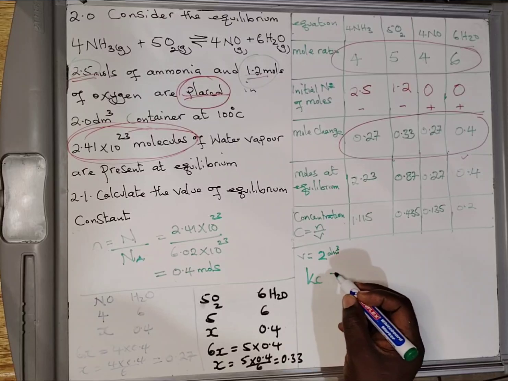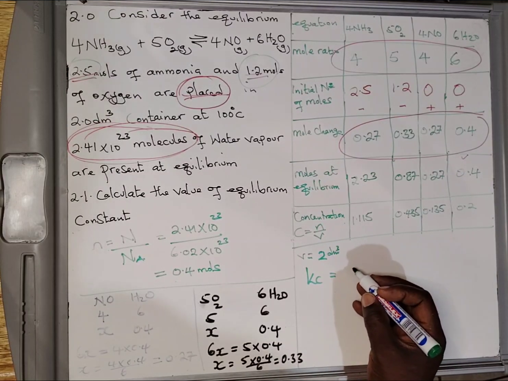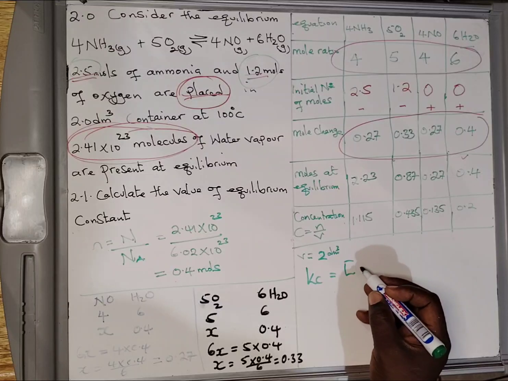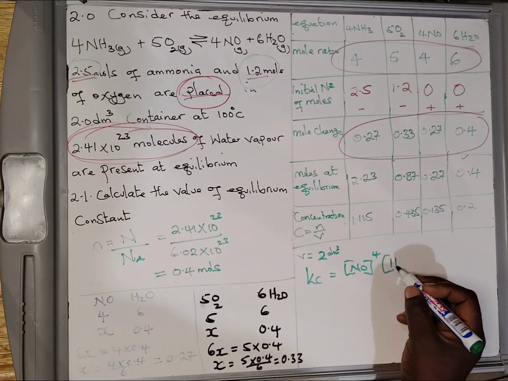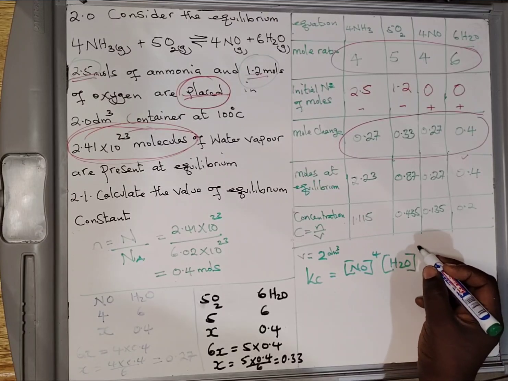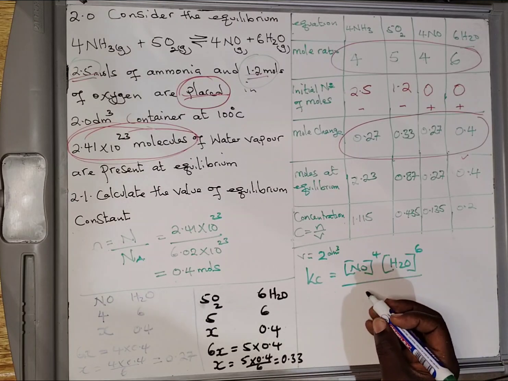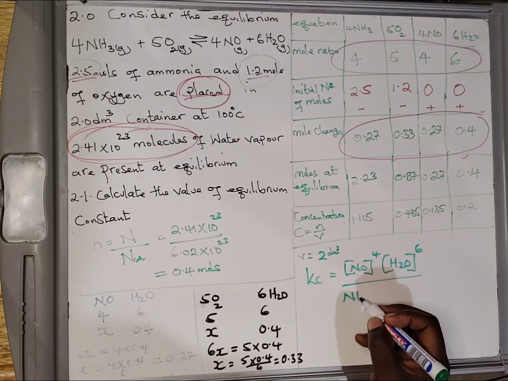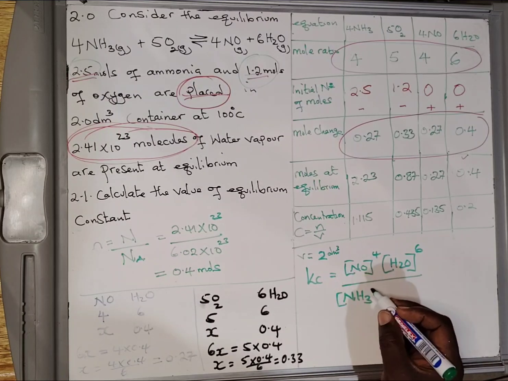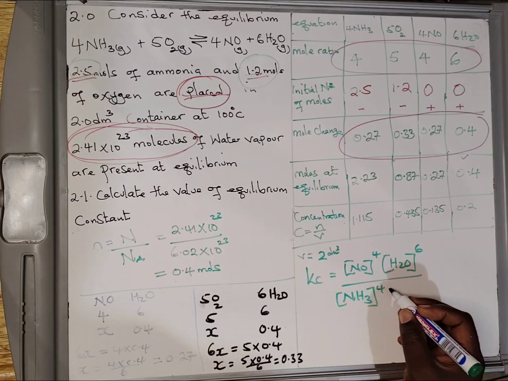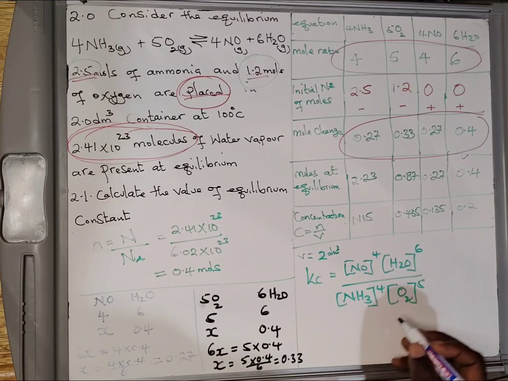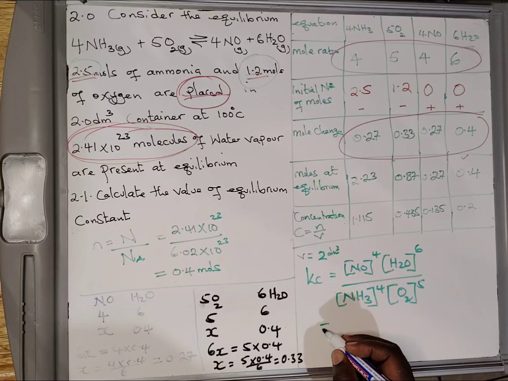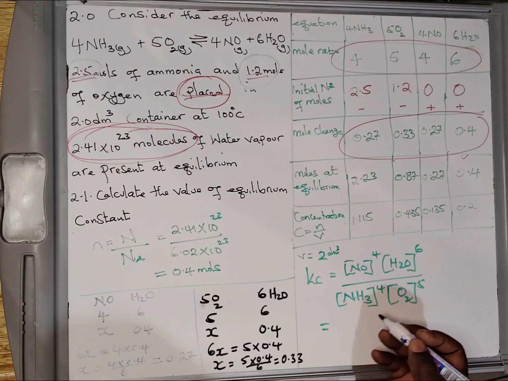So the Kc expression from here is going to be the concentration of the products, which is NO here, to the power 4, water vapor to the power 6, divided by ammonia to the power 4 into oxygen to the power 5. Next is to substitute.